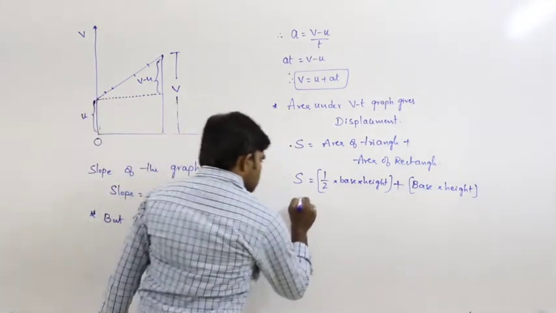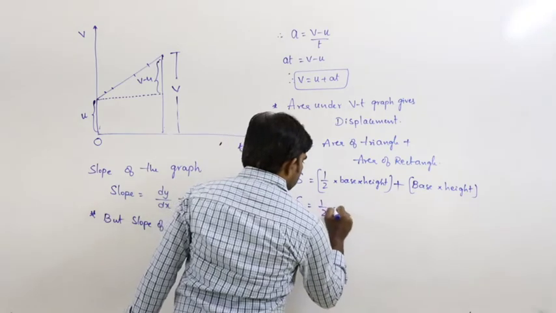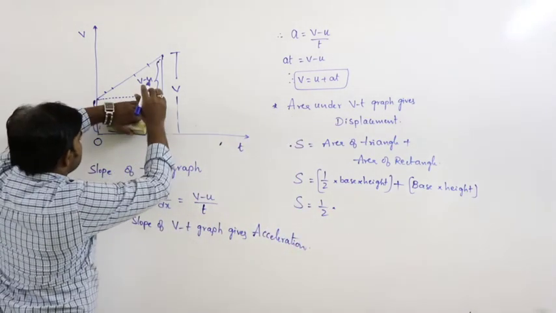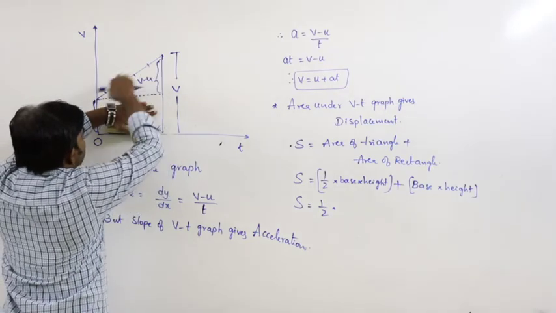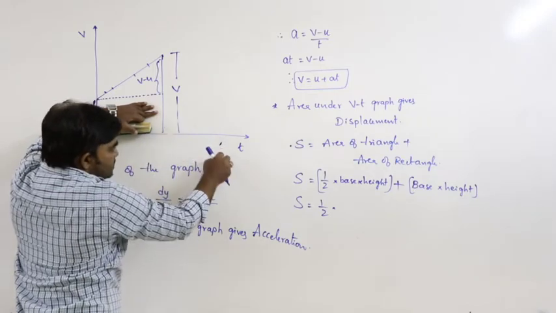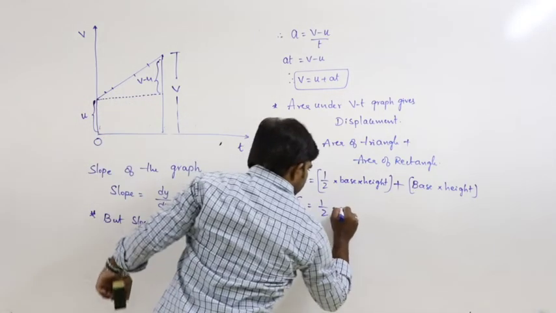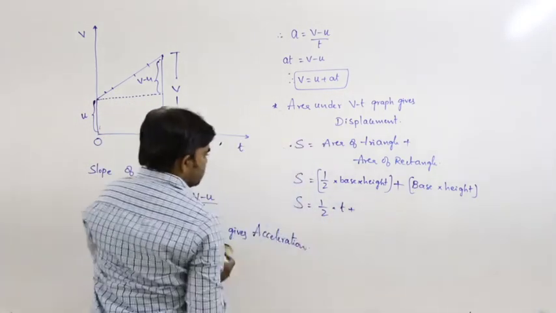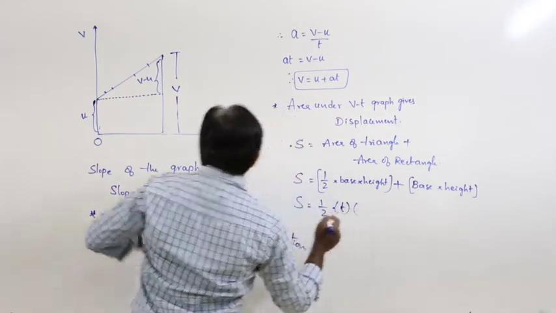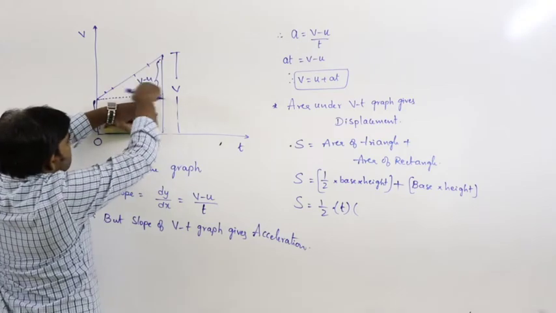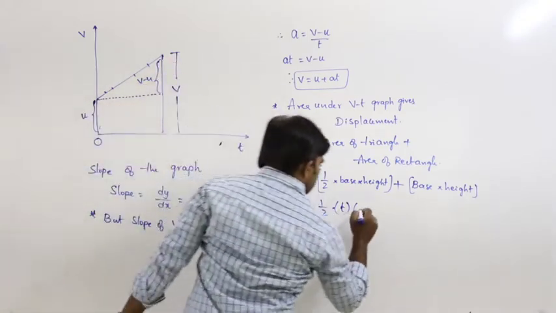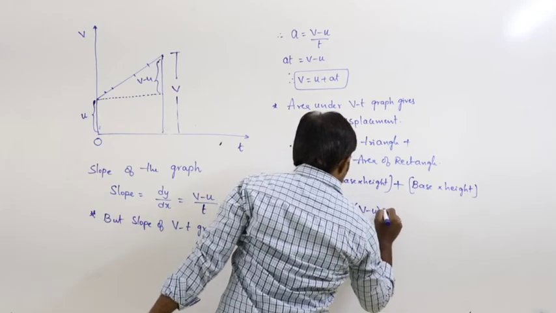So S is equal to half into, what is the base here? In case of the triangle, forget about this. In this triangle, what is the base? Base is nothing but the x-axis. What is the x-axis? Time. Into, what is the height? In this triangle, the height is V minus u.